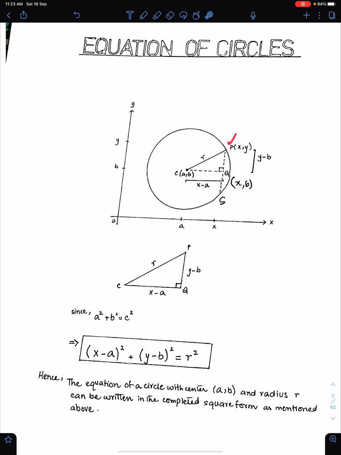This point P has coordinates x and y, whereas this point Q has coordinates x comma b, because the y coordinate of center is b and this line is horizontal, so the y coordinate of Q is also b. This is a, this is x, so this distance must be x minus a. This is b and this is y, so this distance must be y minus b. So by using Pythagoras theorem into this triangle, we can get this equation of circle. So this is the way to get equation of circle in expanded form.